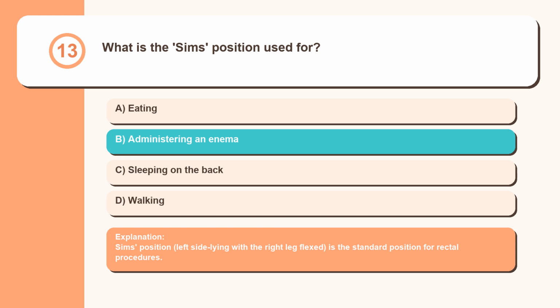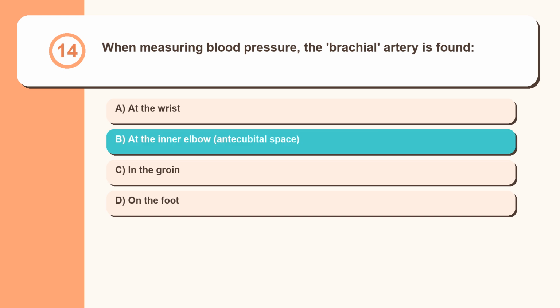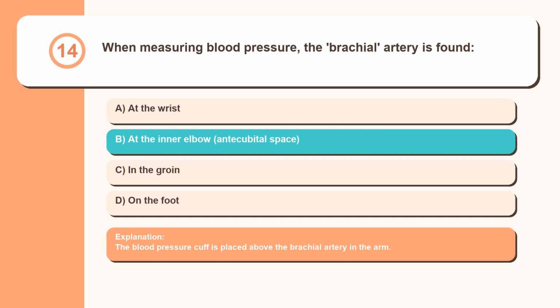Question 14. When measuring blood pressure, the brachial artery is found at the wrist, at the inner elbow, antecubital space, in the groin, on the foot. The blood pressure cuff is placed above the brachial artery in the arm.